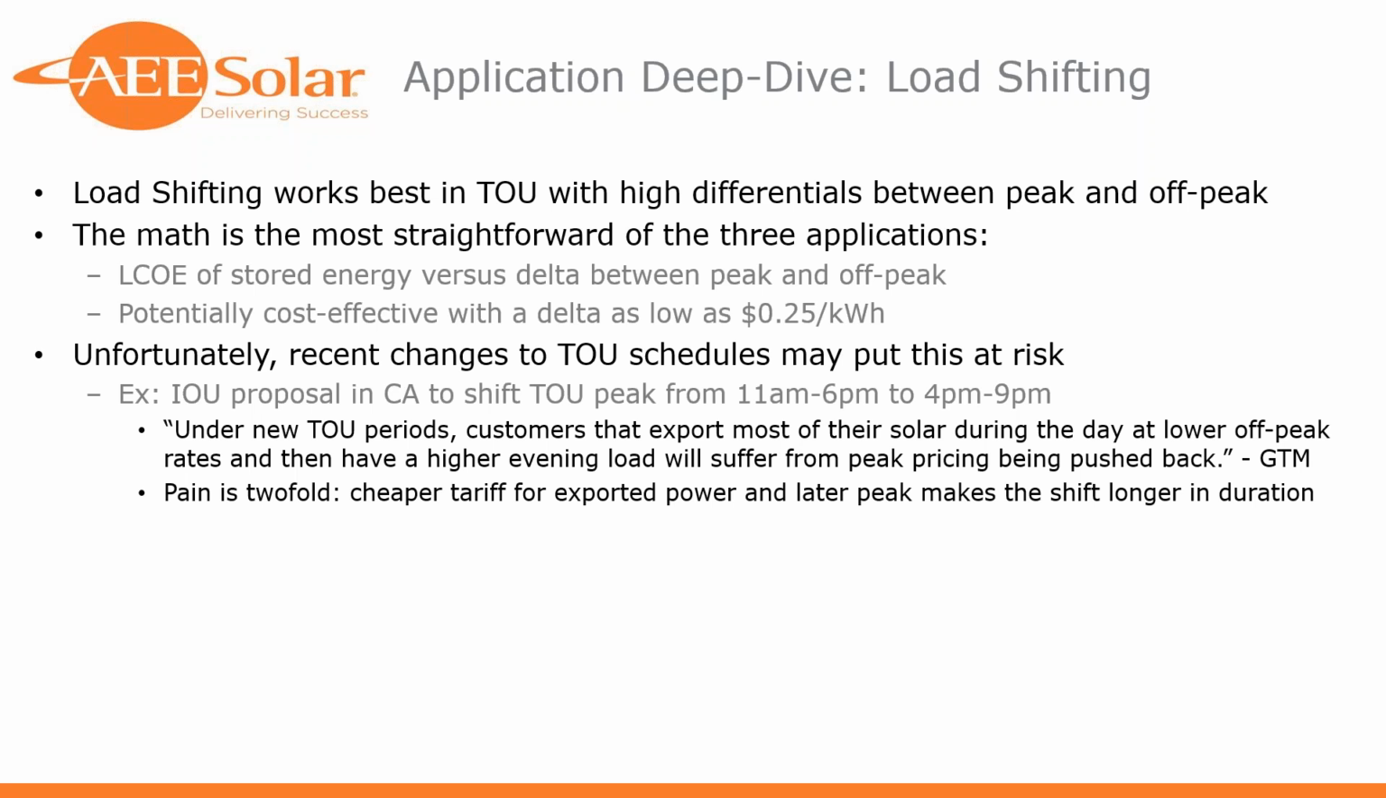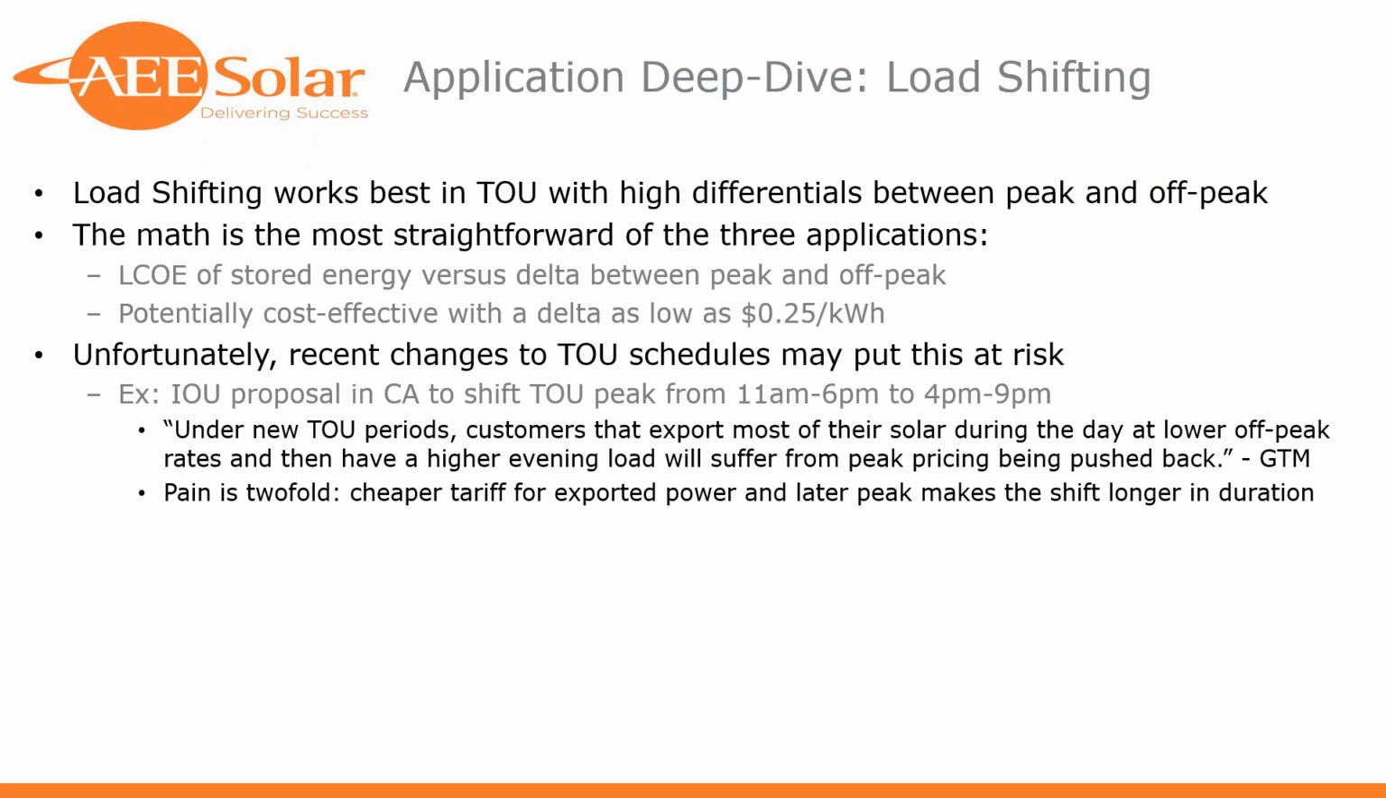So I said at the beginning when we did our application overview, for this to make sense requires some creative or interesting tariffs. Basically what you're going to need here is pretty aggressive deltas between peak and off peak. Potentially cost effective with a delta as low as 25 kW is some of what I found in my research.